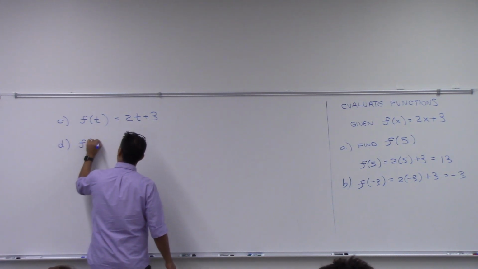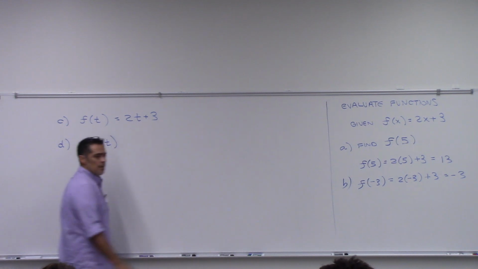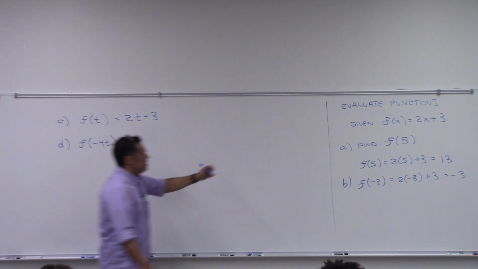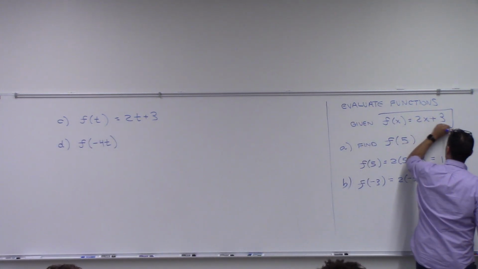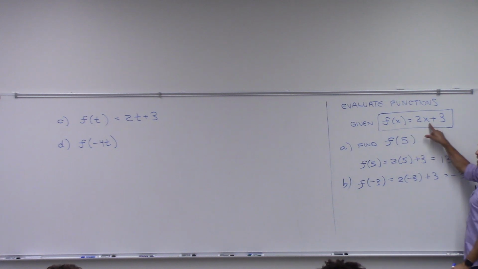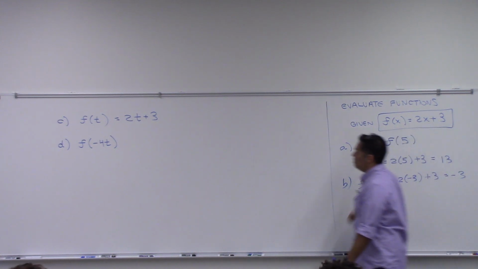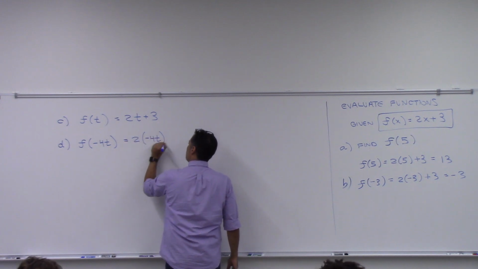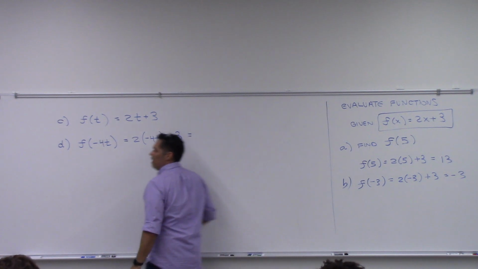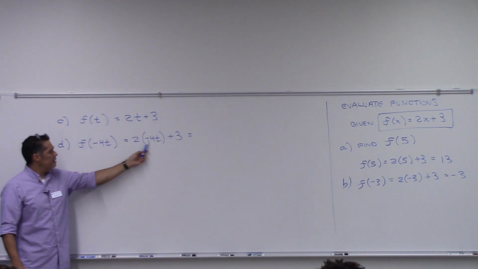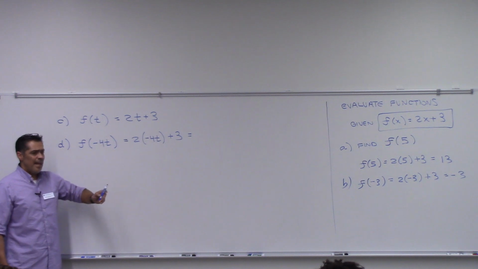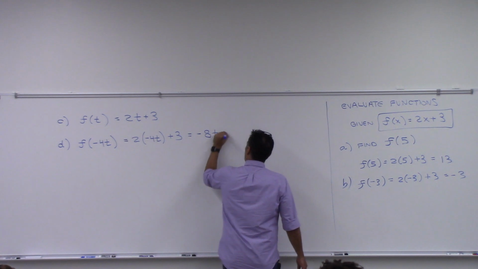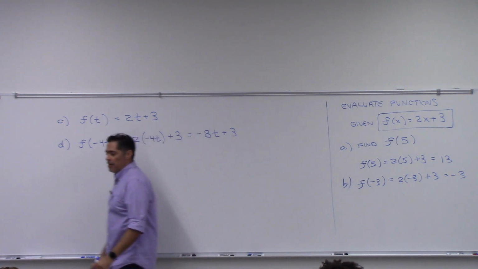How about this? F of negative 4t. So I want you to replace the x, right? This is the function right here. Replace that x with negative 4t. So 2, I'm going to put in parentheses, times negative 4t plus 3. And you do your same order of operations. You multiply here, what would that be? Negative 8t, right? And then plus 3. All right. You doing all right?